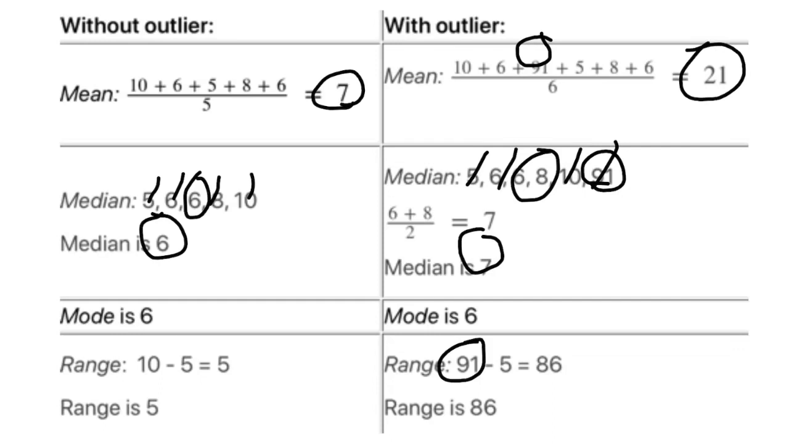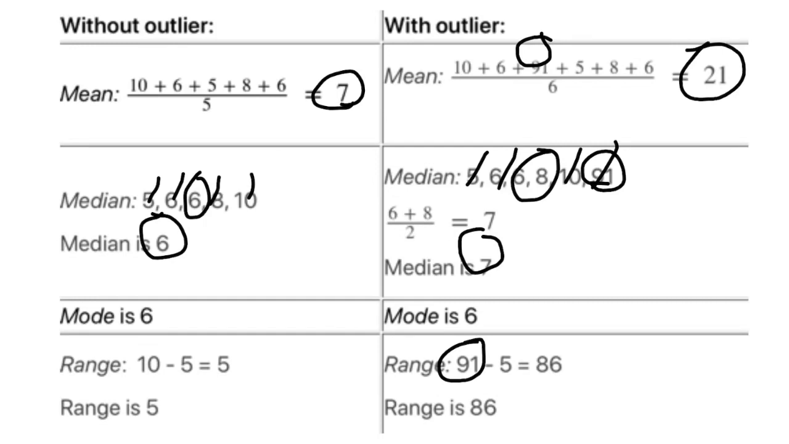So without the outlier, our largest number is 10 and our smallest number is 5. So our range is 10 minus 5, which is 5. With the outlier, now our largest number is 91, which is much greater than 10. We're still subtracting the smallest number, which is 5, and now our range is 86. So again, the range is greatly affected by the outlier. Always, always, always. So your mean and your range are greatly affected by your outlier. Your median has a minimal impact by the outlier, and your mode has no impact from the outlier.